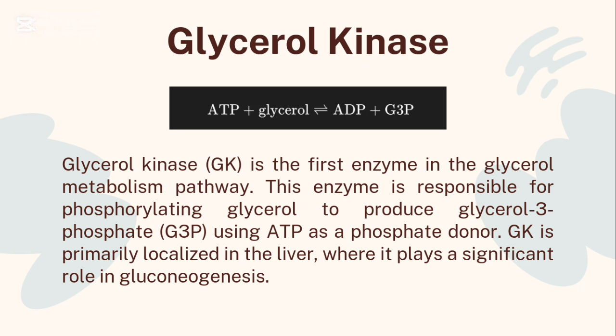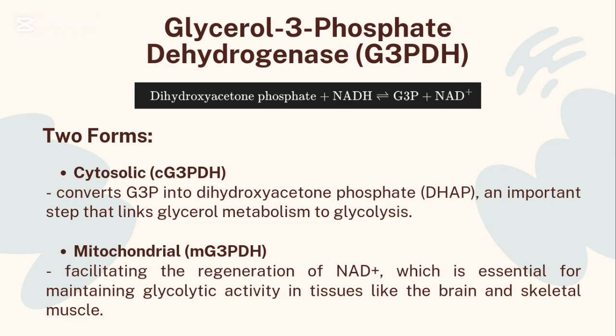Glycerol kinase is primarily localized in the liver, where it plays a significant role in gluconeogenesis. Next is glycerol 3-phosphate dehydrogenase, and it is divided into two forms. The first form is the cytosolic. Cytosolic converts G3P into dihydroxyacetone phosphate, an important step that links glycerol metabolism to glycolysis. Second is the mitochondrial. It facilitates the regeneration of NAD+, which is essential for maintaining glycolytic activity in tissues like the brain and the skeletal muscle. These two forms are very crucial for the energy metabolism of the cells.